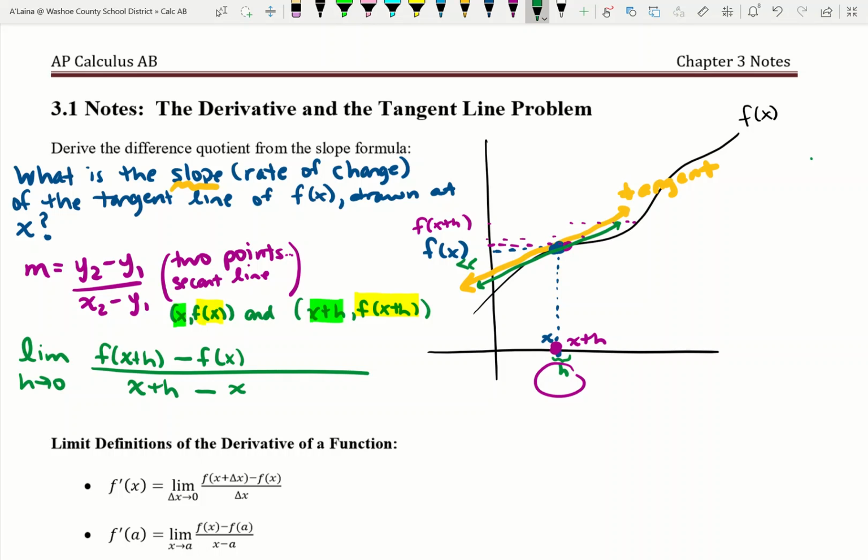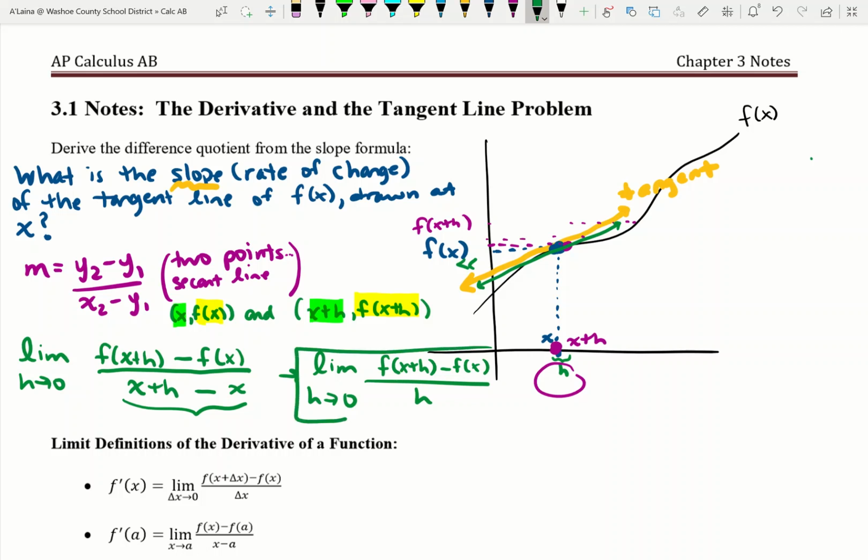Okay, if I take a look at this, I can simplify a bit on my denominator. This could simplify to the limit as h approaches 0 of f of x plus h minus f of x, over, when I simplify the denominator, h. This limit is going to give us the slope, or the rate of change, of the tangent line of f of x, drawn specifically at some input x.